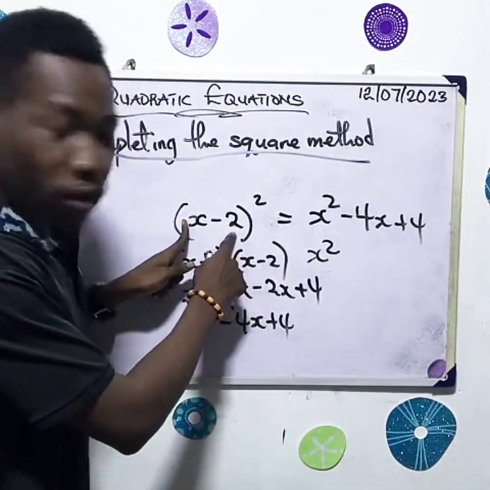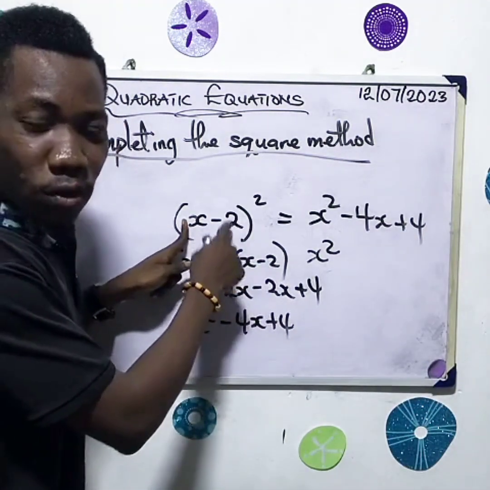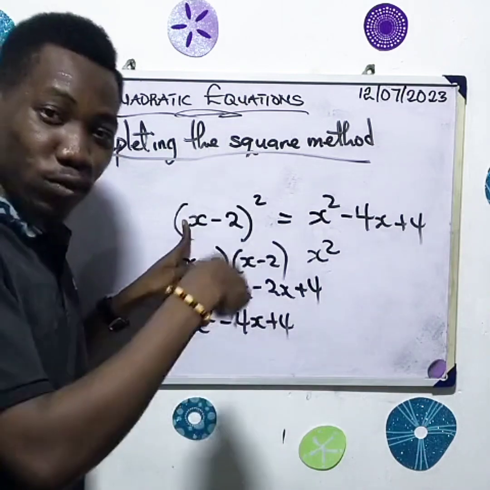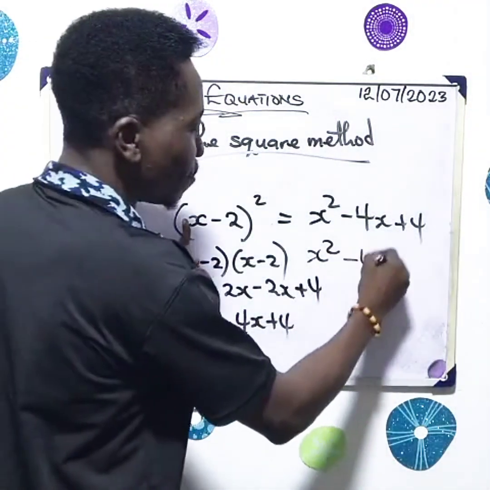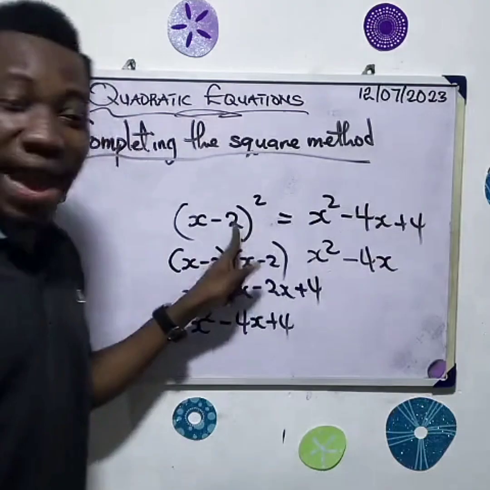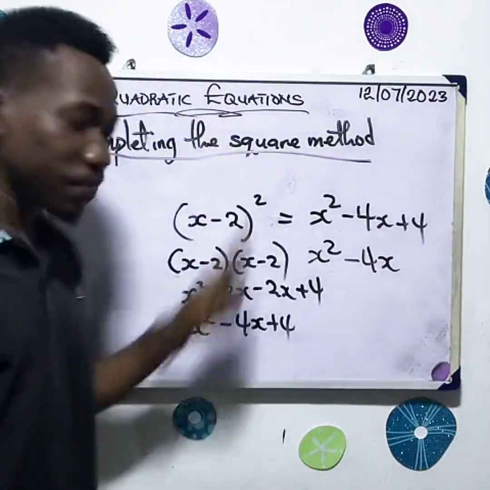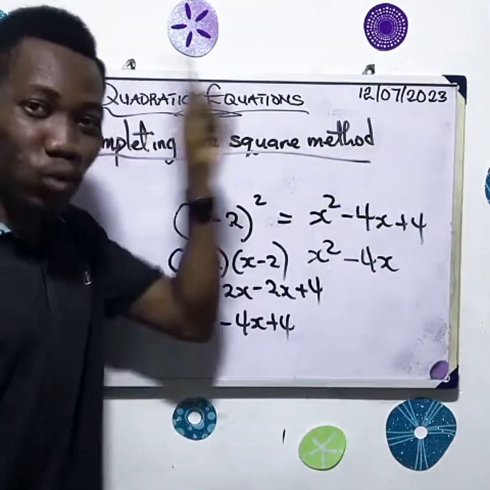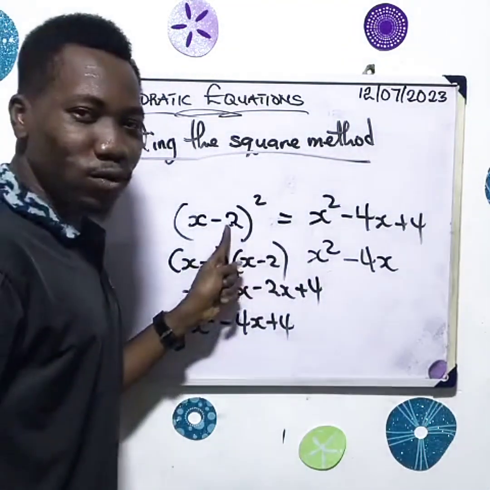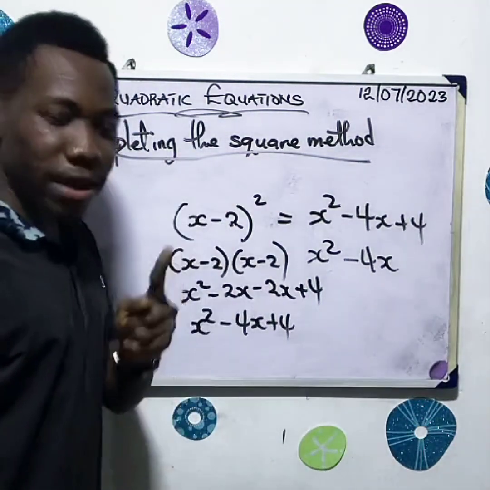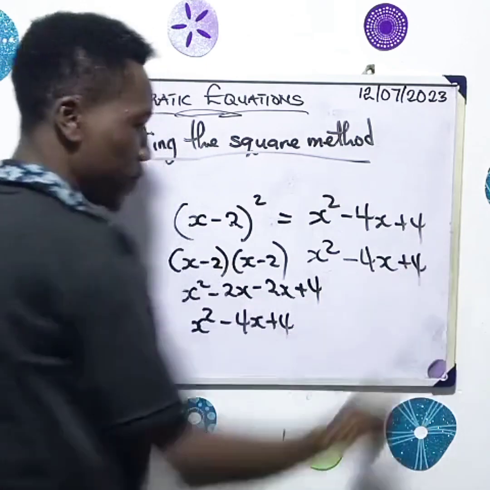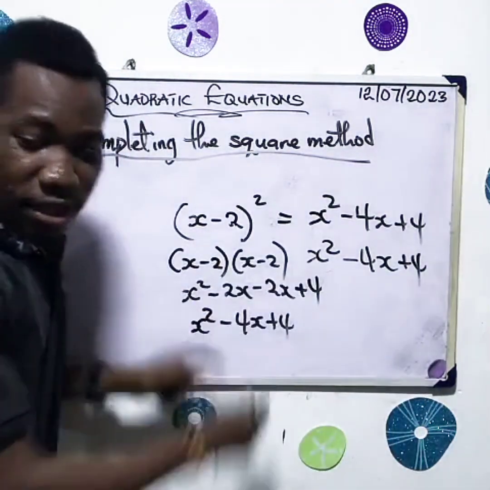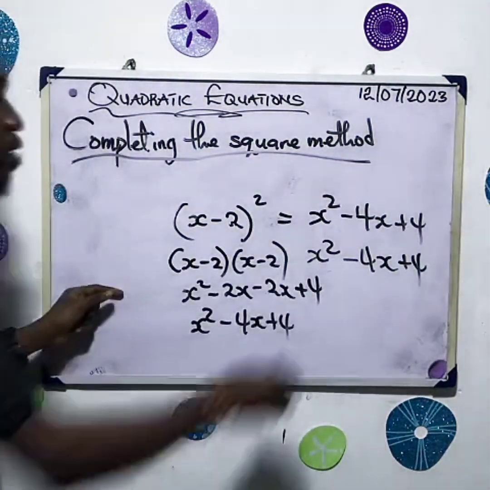So x times what now? X times minus 2 gives minus 2x, then times 2, minus 4x. Then whatever I have here, the square of it. So minus 2 squared, minus 2 times minus 2, gives us plus 4. Without expanding, for any expression, this will always give you the answer.